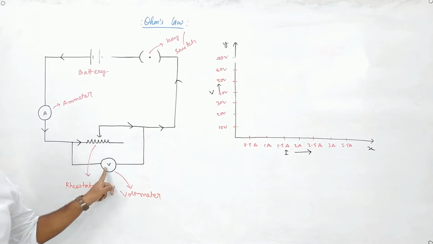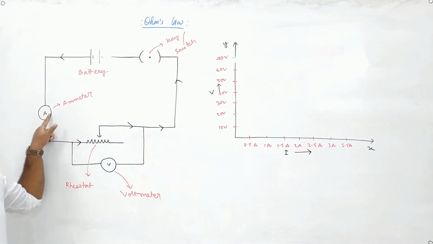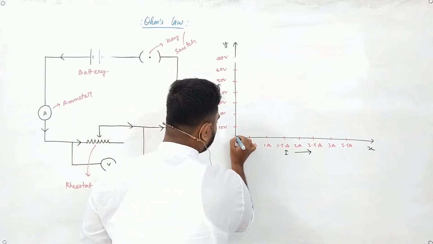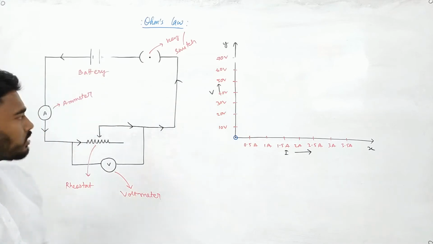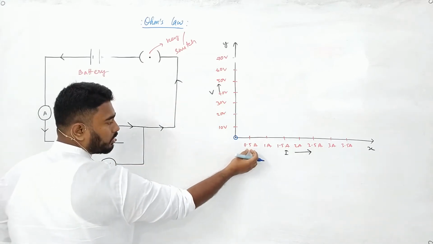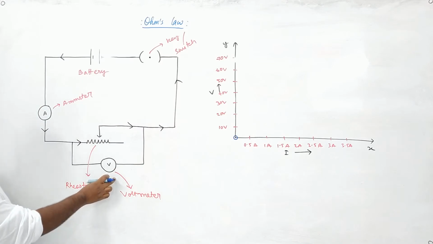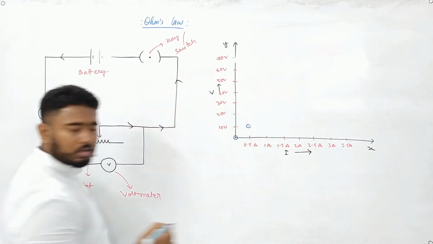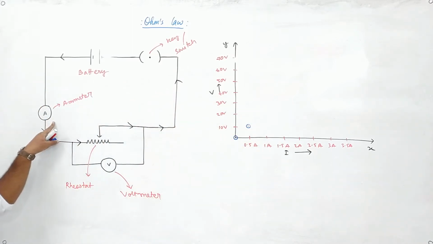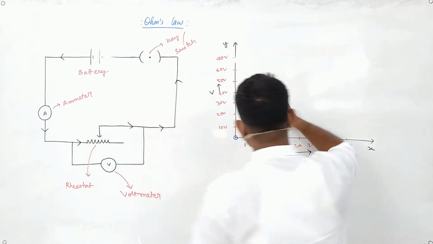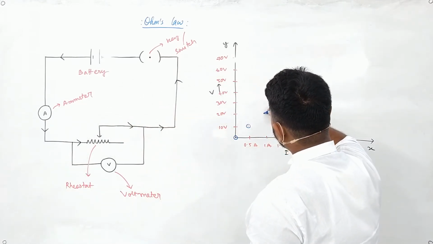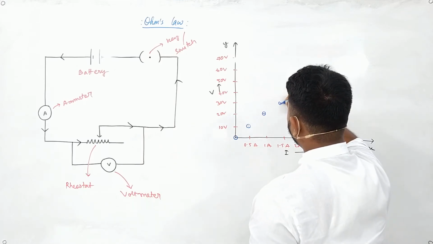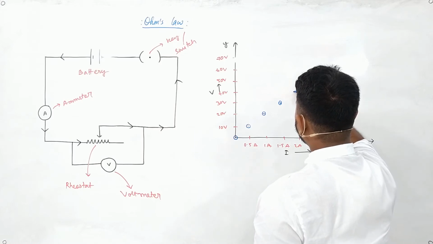So this V will give 0 when ampere A will be 0. So what we found out is that at the initial condition it was 0. Suppose the current was 0.5 ampere, this voltmeter will read 10 volt. When this ammeter will read 1 ampere, this voltage will be 20 volt. When it will read 1.5, it will be 30, 2 ampere, it will be 40.